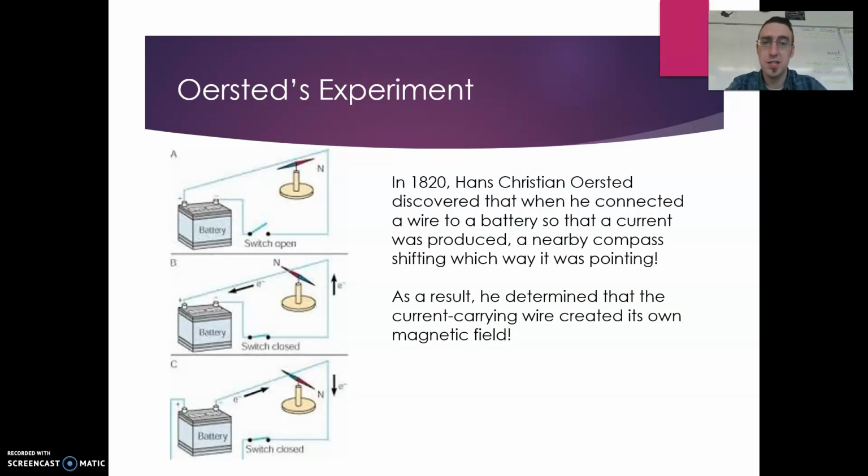Hans Christian Ørsted in 1820 discovered that when he connected a wire to a battery so that a current was produced, a nearby compass shifted which way it was pointed, which he thought was kind of strange. He hadn't seen that before. He just happened to have a compass sitting there. As a result, he started to figure out that a current carrying wire creates its own magnetic field and that they're very much related.